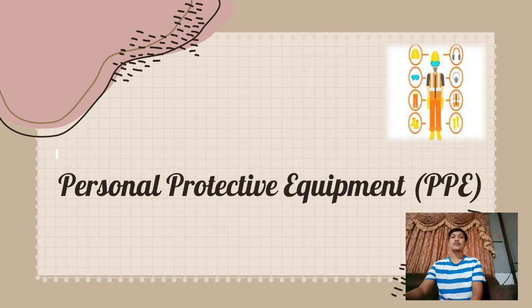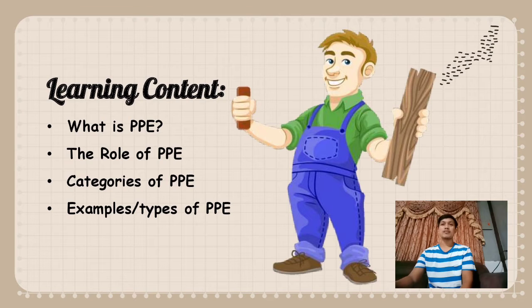reporter. Our task this morning is to discuss Unit 4, which is all about Personal Protective Equipment or PPE. By the way, we have 4 learning contents in this report. What is PPE? What is the role of PPE? Categories of PPE, and examples or types of PPE.